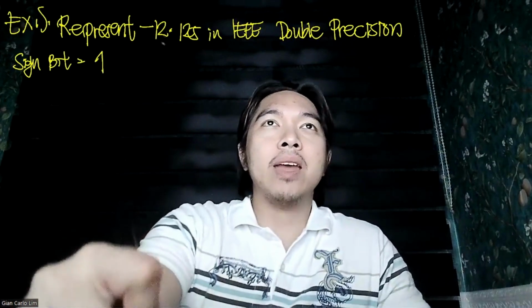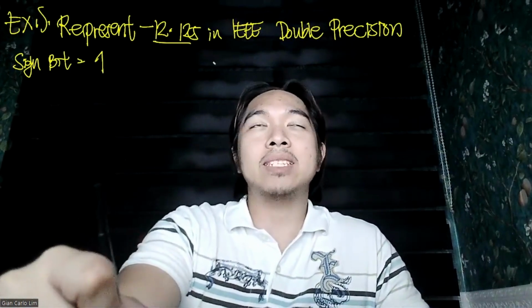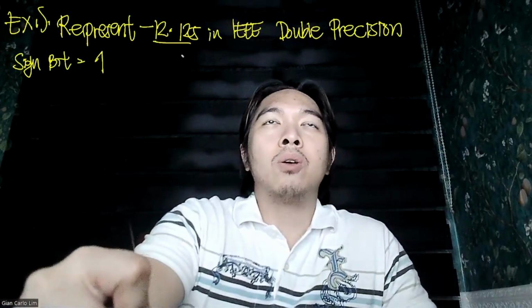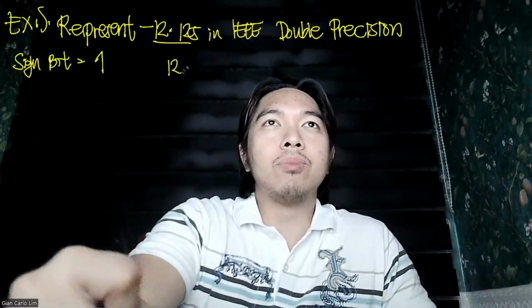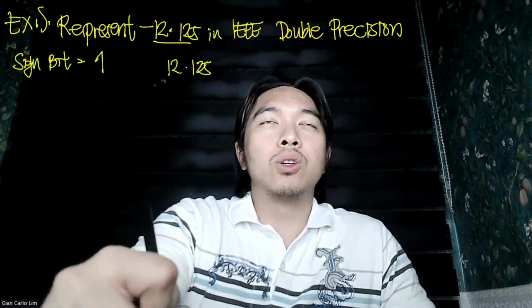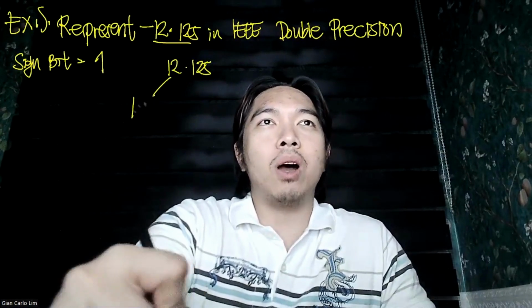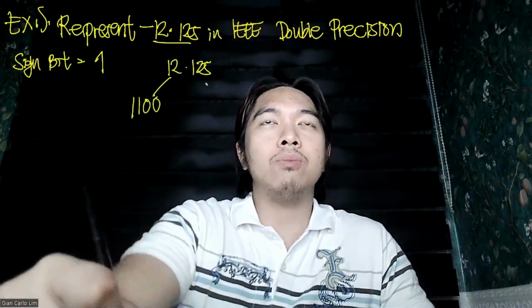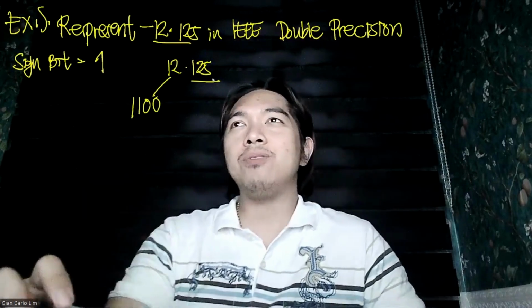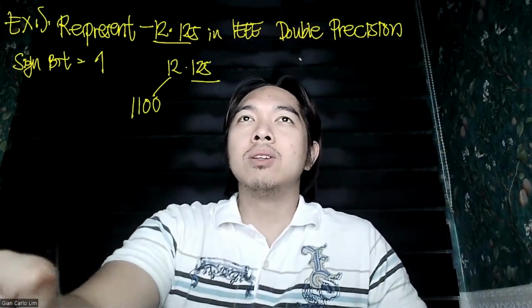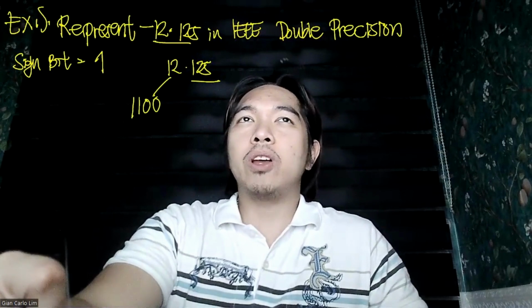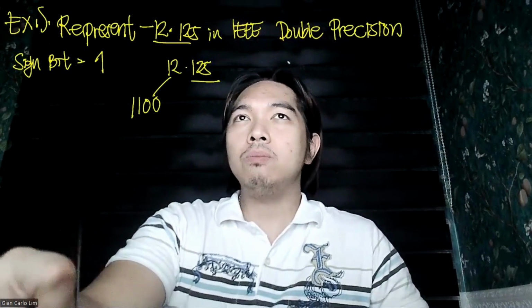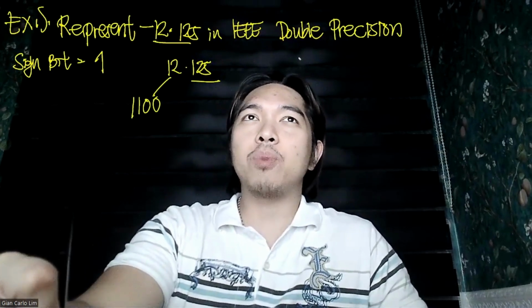And then, express this in binary. So, 12.125. So 12 in binary is simply 1, 1, 0, 0. And then 0.125. So 0.125 times 2, that is 0.25.